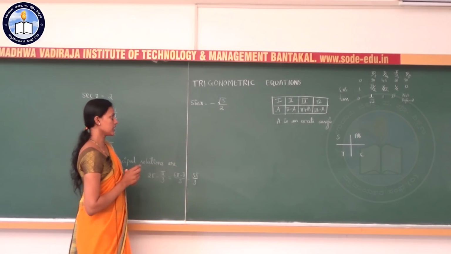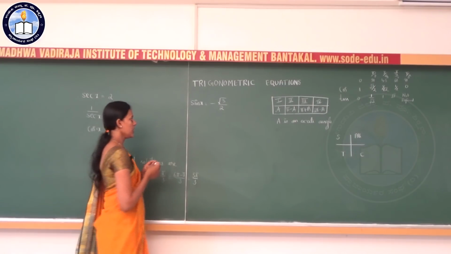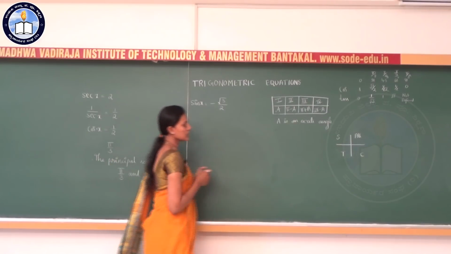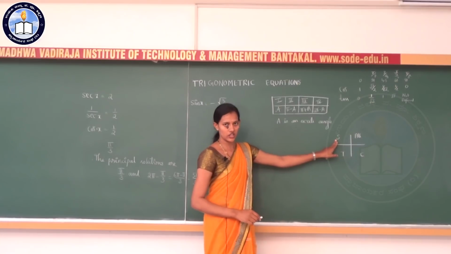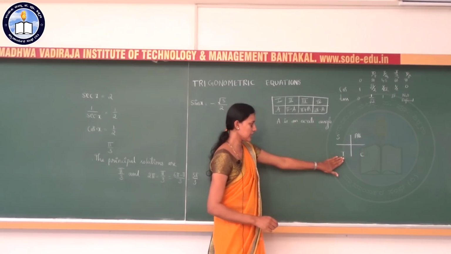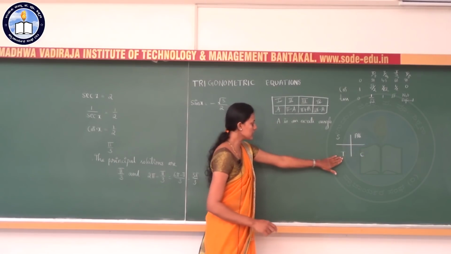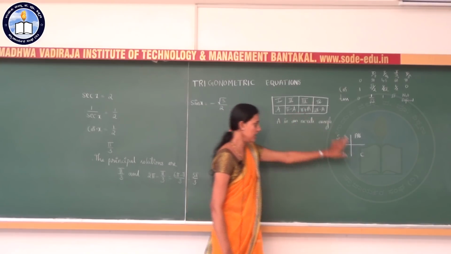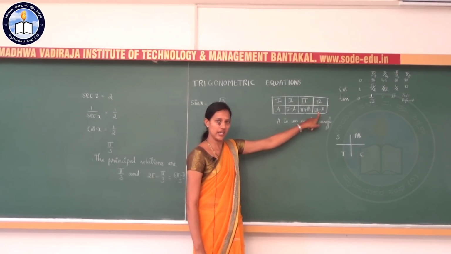Next example, sin x is equal to minus root 3 divided by 2. Let us try to find the principal solutions of this equation. Here we see that sine is negative. Sine is positive in first and second quadrants. Here sine value is negative, so the angles lie in third and fourth quadrants. In the third quadrant, we will be taking it as pi plus A. In the fourth quadrant, it is 2 pi minus A.